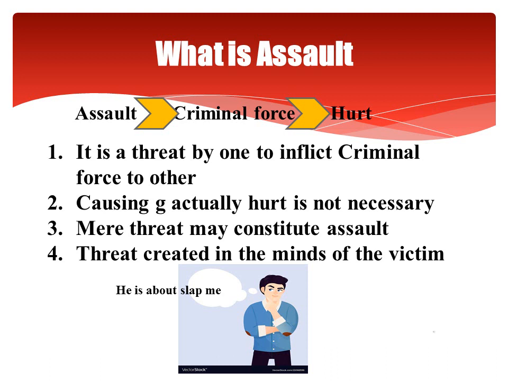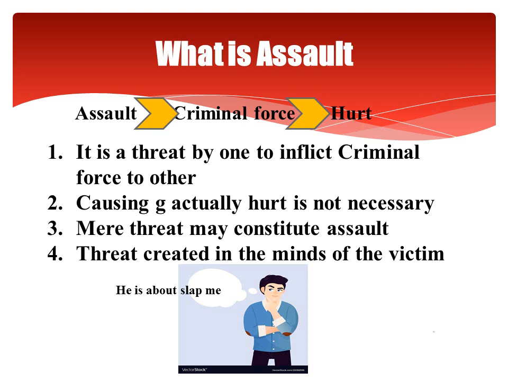For example, spitting over another. When the person is preparing to spit over the other, then it is called an assault. And when he spits over the other, then it is called criminal force. But if someone is touching another's body in anger, then it will be called hurt, because he causes hurt to the other person, and therefore it is called the offense of hurt. So it has a certain increasing degree of criminality. If someone causes some bodily pain to another by touching his body, then in such a situation it will be called the offense of hurt as defined in section 319 of the Indian Penal Code.